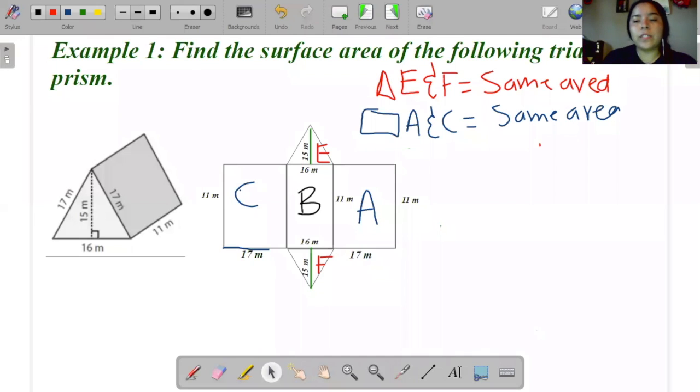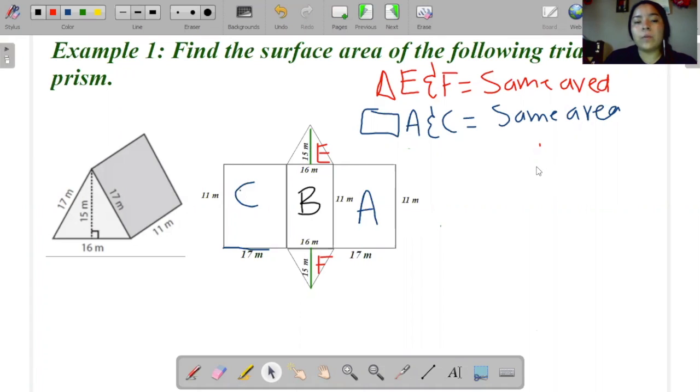Okay, so let's do our first example. It says find the surface area of the following triangular prism. Here we have our triangular prism, but we also have its net. And remember that the net is just a three-dimensional figure laid out flat, so we're able to see all the faces. Here we have 3 rectangular faces and 2 triangular faces.